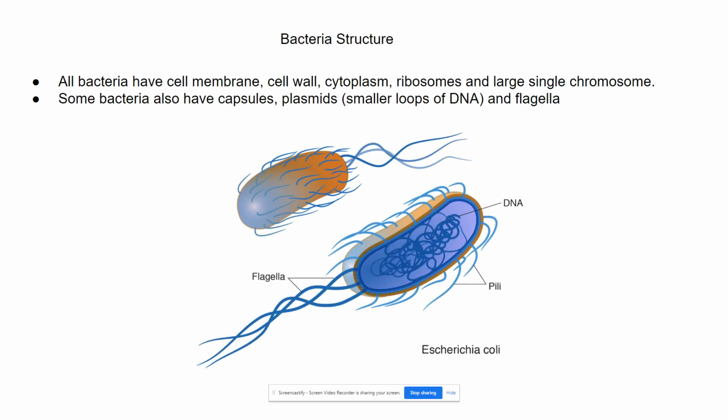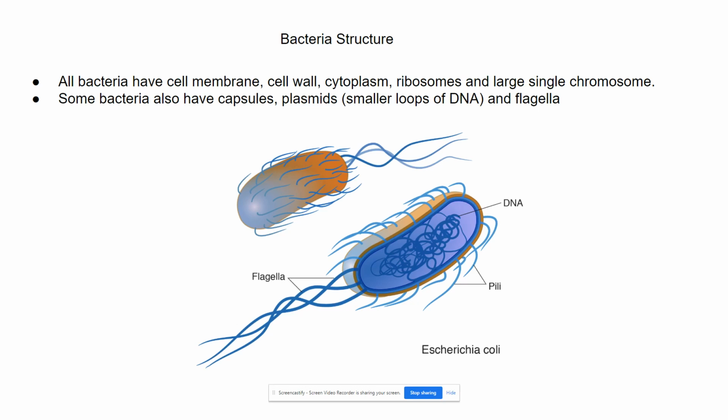The general structure of bacteria, so their cells: all bacteria cells have a cell membrane controlling what gets in and out of the cell. They have a cell wall for strength and support, and they have a cytoplasm where chemical reactions occur. Bacteria have ribosomes to make protein, and they'll have a large single chromosome. Human cells have 46 chromosomes enclosed inside a nucleus with a nuclear membrane. Bacteria just have one large chromosome and it's loose inside the cytoplasm.